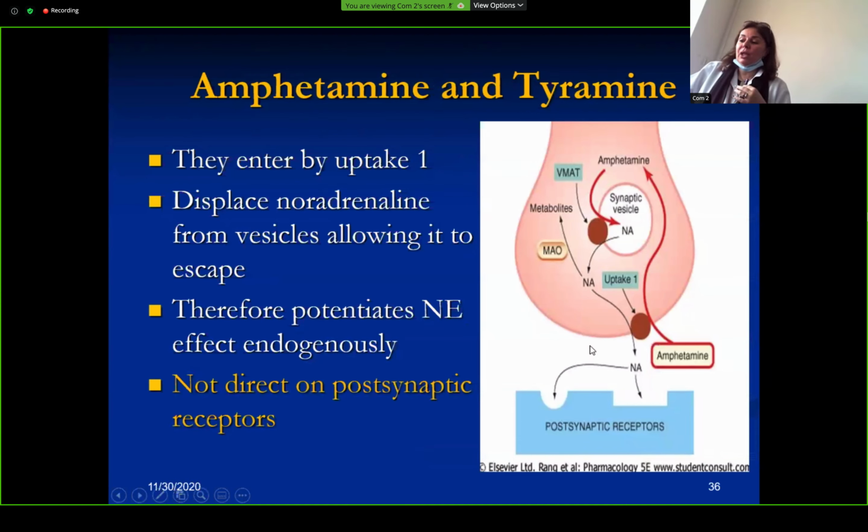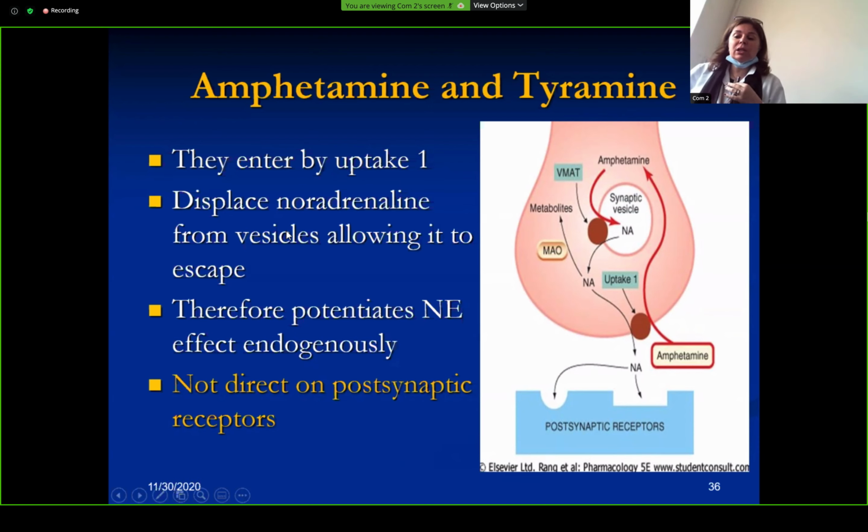Now, amphetamine, how will they act on tyramine? They enter by uptake. Remember, I told you they enter by uptake. Uptake is to take norepinephrine back, you don't want to keep it at the level of the receptors. You will take it back to the stores. So they enter with the uptake, and when they enter the storage, they also release the norepinephrine. So they enter by the uptake, and then enter the stores, and more norepinephrine is released.